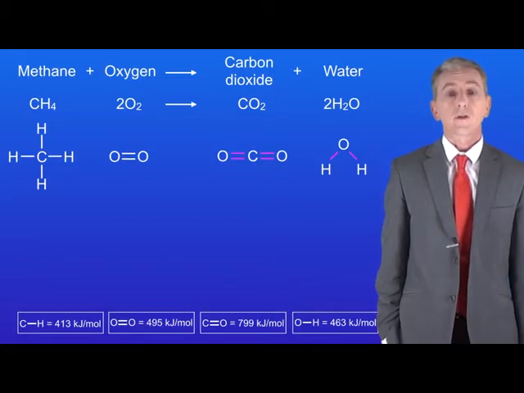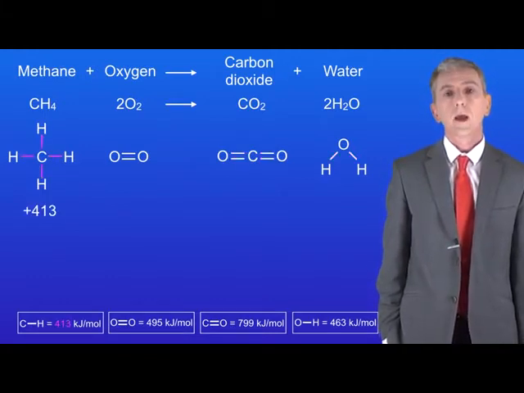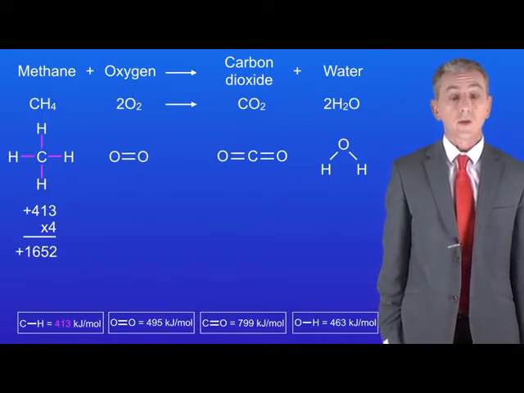So first, we've got 4 carbon to hydrogen bonds in the methane molecule. The bond energy of a carbon to hydrogen bond is 413 kilojoules per mole. Multiplying this number by 4 gives us a value of 1,652. This needs to be positive, as breaking bonds is endothermic.